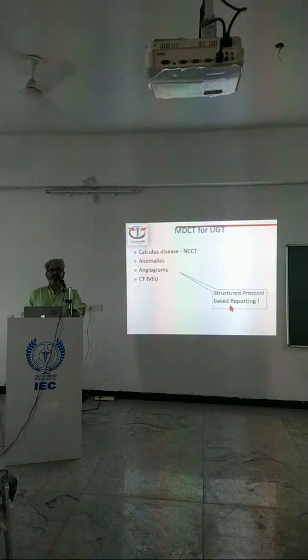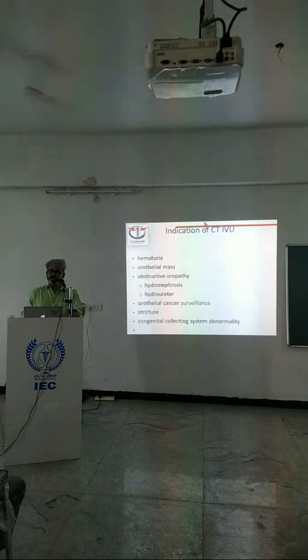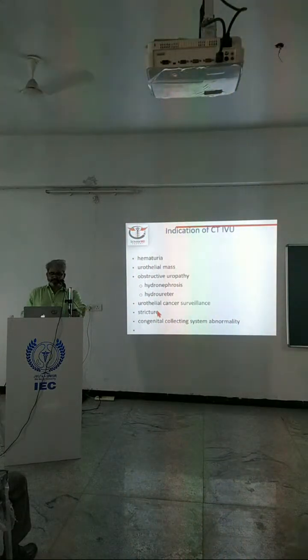You should ask for the size of the calculus in two dimensions, the actual density, and the presence or absence of obstructive cavity secondary to the calculus. What are the indications of CT-KUB? Hematuria, urothelial masses, calculus disease along with obstructive cavity, and presence of ureteric stents, particularly post-interventions.